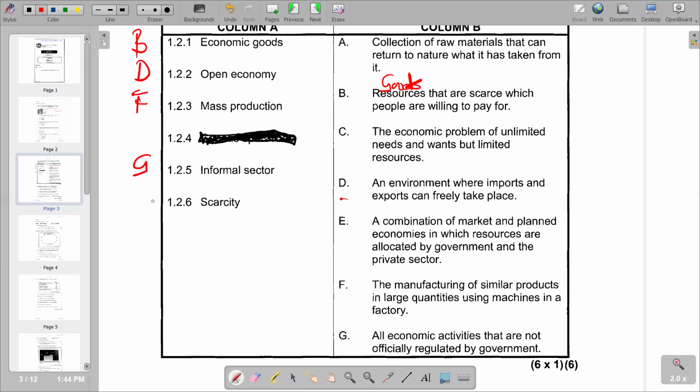Then we go to our scarcity. Scarcity obviously explains the issue of shortage of something. If we have a shortage of something, that is not enough, it is described as scarcity. So we go to C. We're saying the economic problem of unlimited needs and wants, but limited resources. So the element of a limitation on the resources is where we have the element of scarcity. So we have C as the correct response. So this is what we have on the section of our matching words.